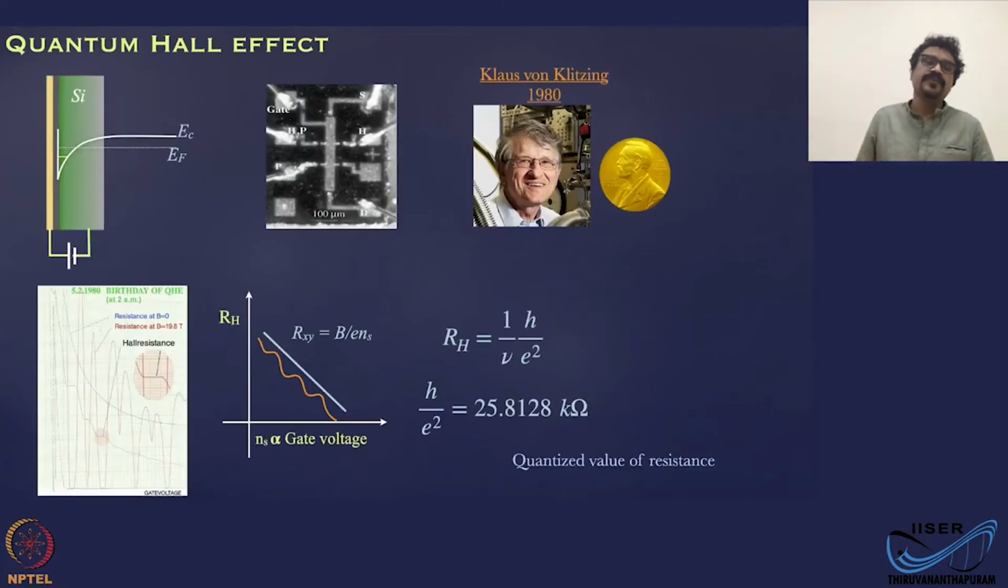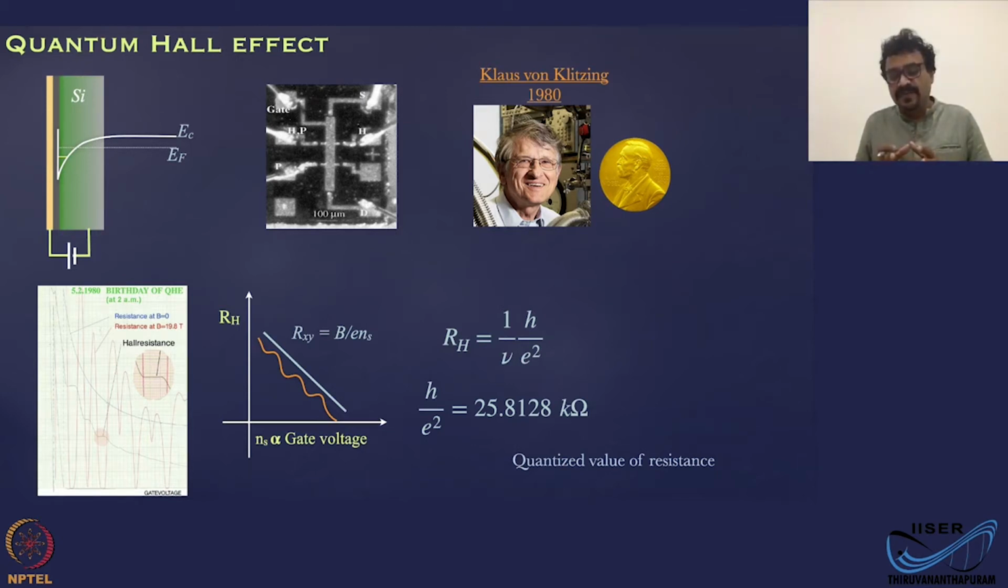Now, if you do the same Hall effect experiment in a clean two-dimensional system, when I say clean two-dimensional system, it has ample mean free path, so that the electrons which are undergoing the cyclotron motion can complete the full circle, at least one full circle.